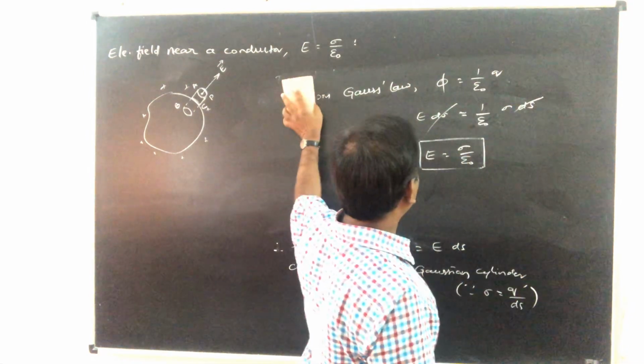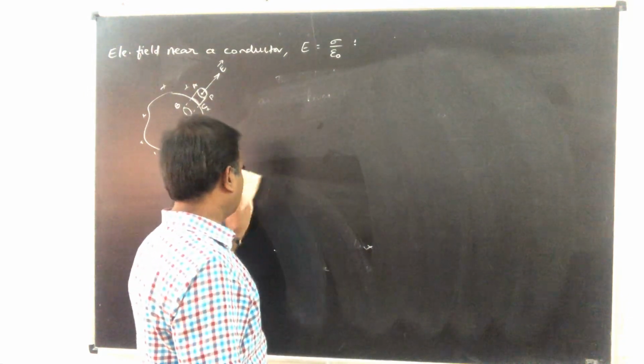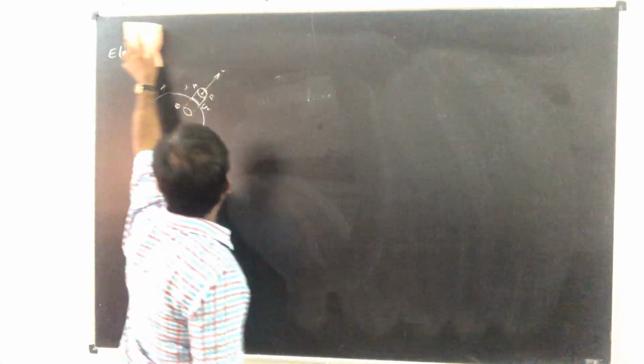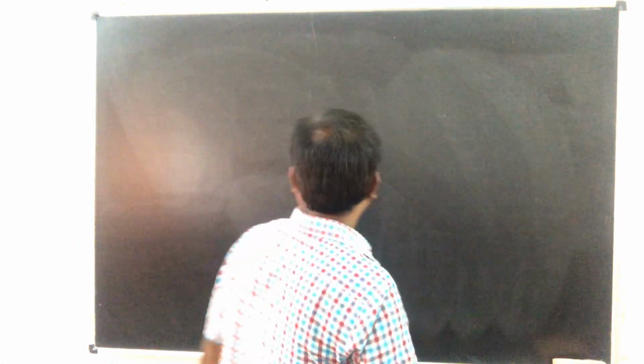So this is all about electrostatics of conductors. The next one is dielectrics and polarization.